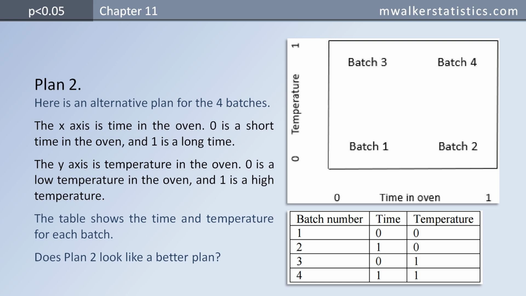Plan 2. Here is an alternative plan for the 4 batches. The table shows the time and temperature for each batch. The x-axis is time in the oven. 0 is a short time in the oven, and 1 is a long time. The y-axis is temperature in the oven. 0 is a low temperature in the oven, and 1 is a high temperature. Does Plan 2 look like a better plan?